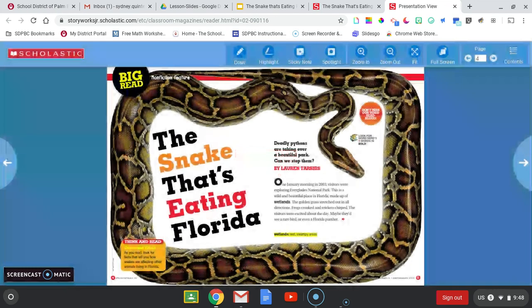And the story is called The Snake That's Eating Florida. I also want us to think about, is that literal or non-literal? Is a snake actually capable of eating the entire state of Florida? Or is that just a non-literal saying that the author is using? Let's go ahead and get started.